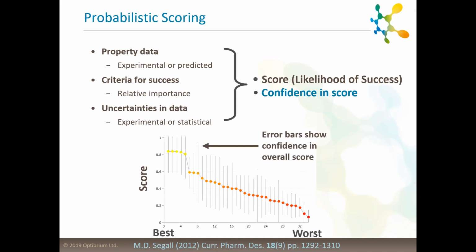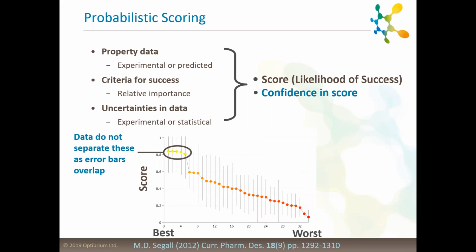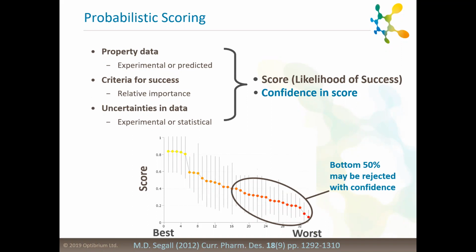So in this case, we can see that we can't really distinguish between the top 5 compounds. They're all very similar in terms of score, and they have quite big whiskers. But we can say with confidence that the bottom 50% can be rejected because these whiskers don't reach near to the bottom of the ones with higher scores. So we can say with confidence that those are worse drugs.